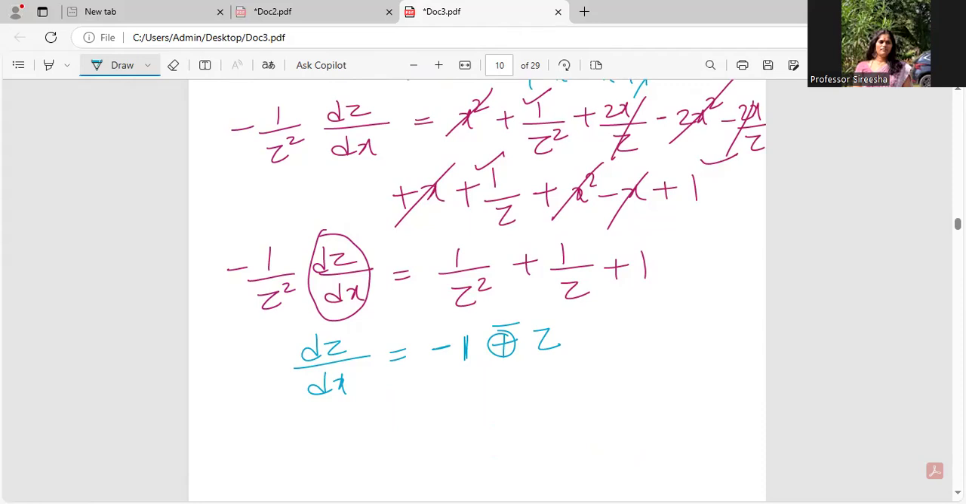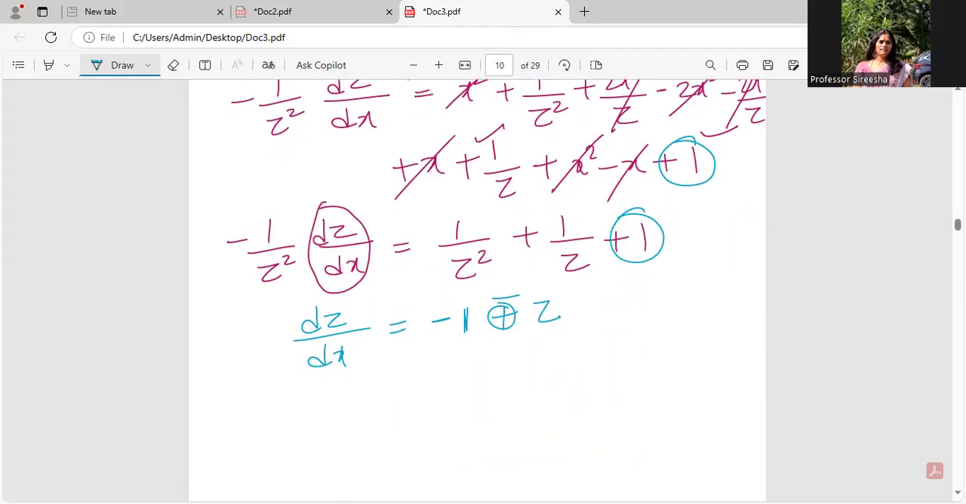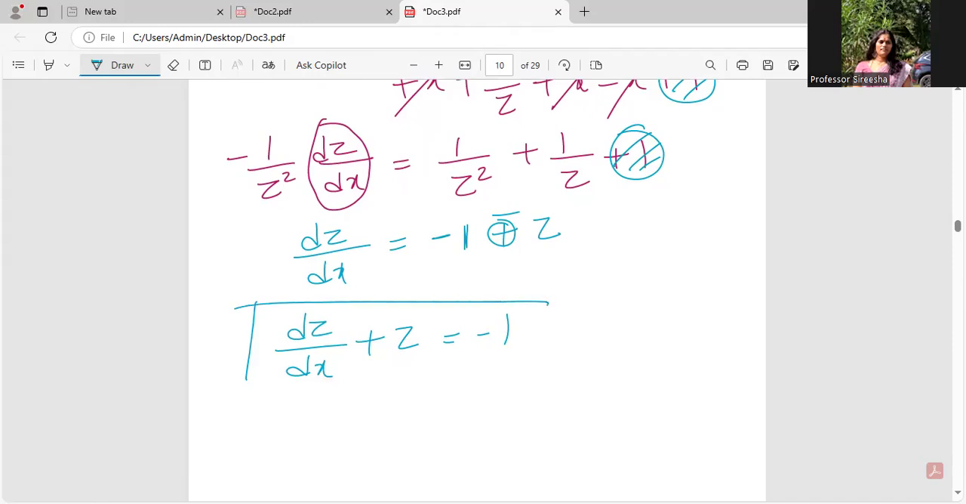Okay, I think everything went off. Oh no, this one went off actually. This one also went off. Okay, so I'll be having, I'm sorry, this is a printing mistake. There's no 1 here. It got cancelled off in the previous step. dz by dx plus z is equal to minus 1. I can clearly see this is a linear equation in z.